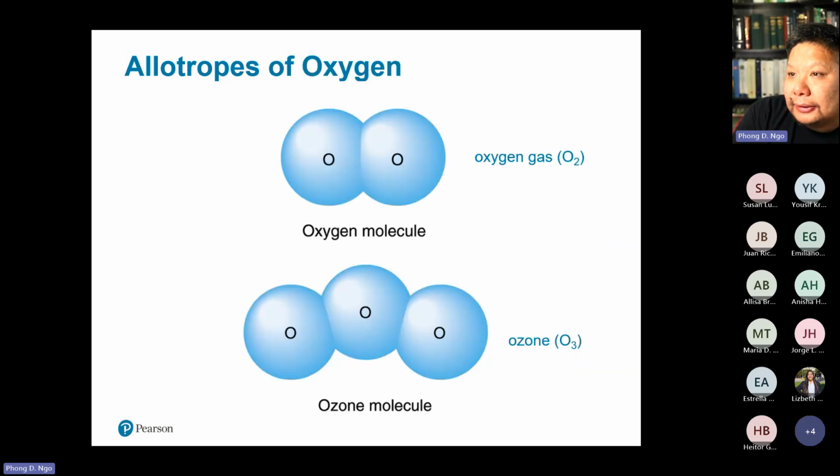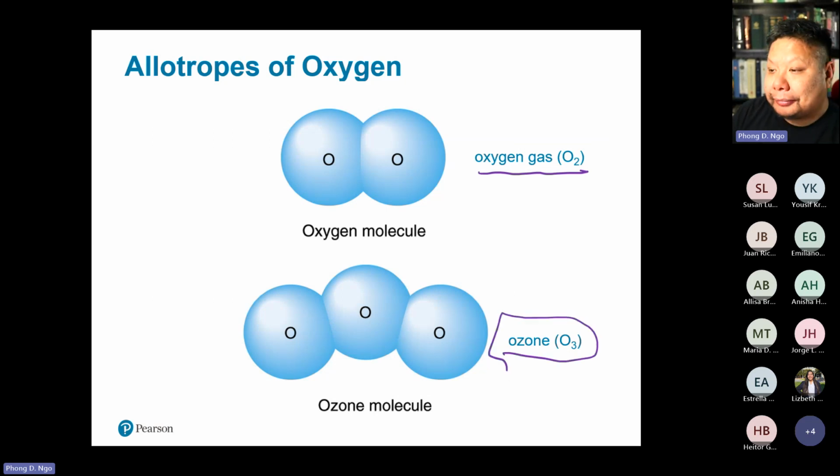All right. So here's some allotropes of oxygen too, right? We have oxygen, which is O2, gas. That's what we breathe in. Well, just that part, right? That's carbon dioxide. But when we breathe in, that's oxygen we're breathing in, right? But then we also have ozone, right, which is O3.